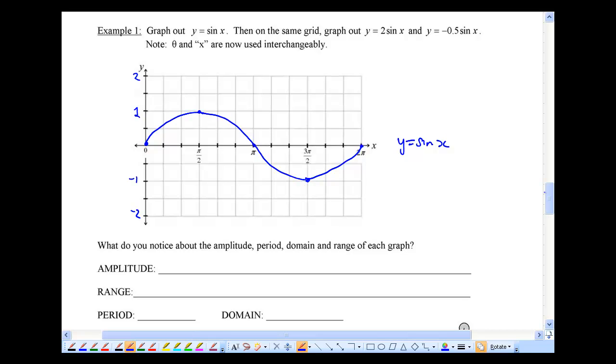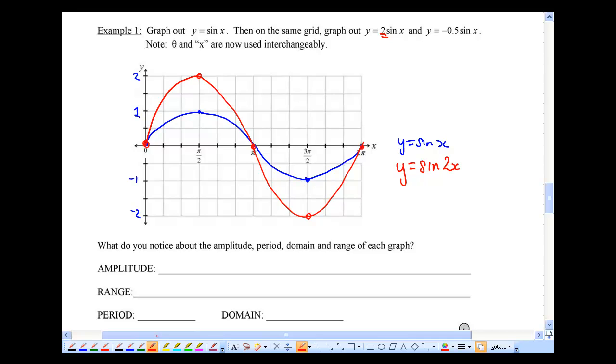How about 2 sine x then? Well, this stands for a scale factor of a, and it's a vertical expansion. So take all the y values and double it. 0 doubled is still 0. 1 doubled becomes 2. 0 doubled is 0. -1 doubled is -2. 0 is 0. So the same principles apply. And here's my graph of y equals 2 sine x.